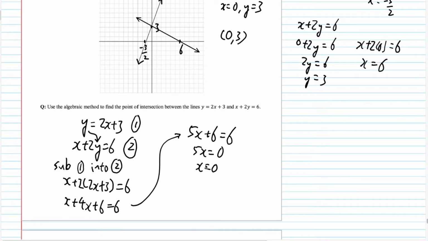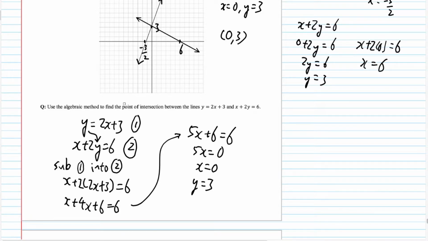Now, a common mistake a lot of students make is they stop over here. But you have to realize simultaneous equations means you have to solve for x and y. So if x equals 0, I can sub this x value back into equation 1 or equation 2. I'm just going to pick equation 1 because it's easier. y equals 2 times 0 plus 3, which equals 3. So that's your solution.